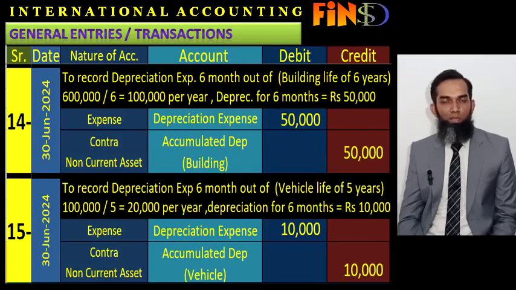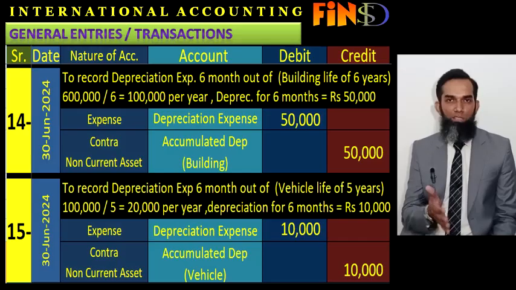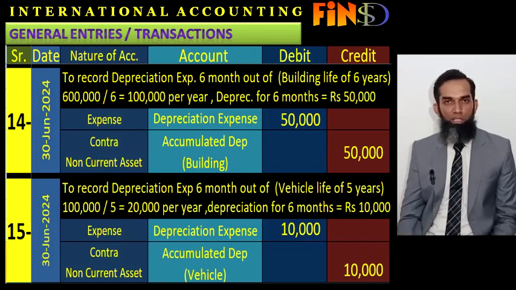But we are starting our business from the 1st January to the 30 June, so it means that for 6 months we have used that building for our business purposes. So the depreciation would be applied proportionately for 6 months: 1 lakh rupees per year would be 50,000 rupees for 6 months of depreciation of the building. So the entry would be depreciation expense debit, and accumulated depreciation, which is also called a contra asset account, of that building, would be credited by 50,000 rupees.